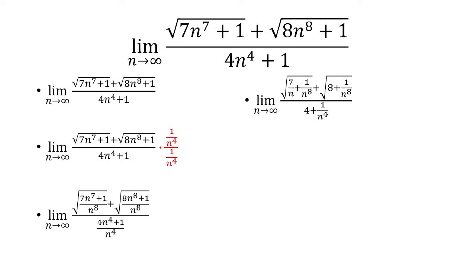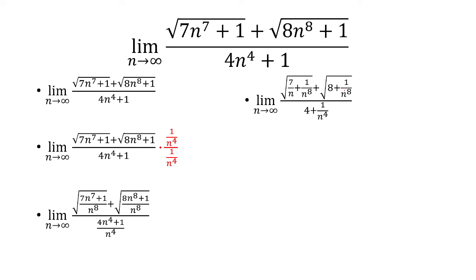Now I can break this up. So 7n to the 7th over n to the 8th is 7 over n. And then we have 1 plus 1 over n to the 8th. And then for the second square root, we have 8 plus 1 over n to the 8th, all over 4 plus 1 over n to the 4th.